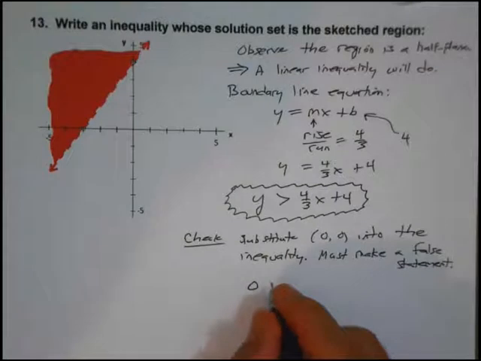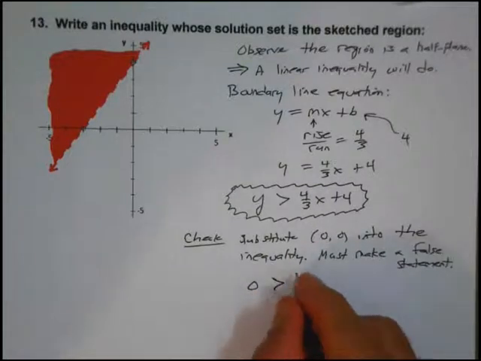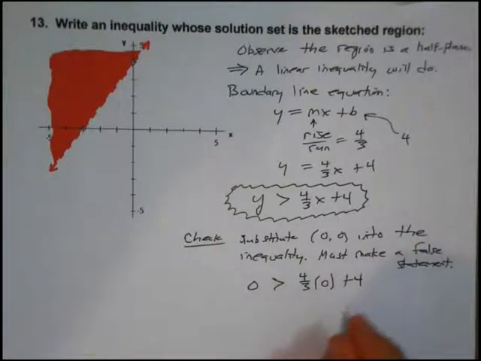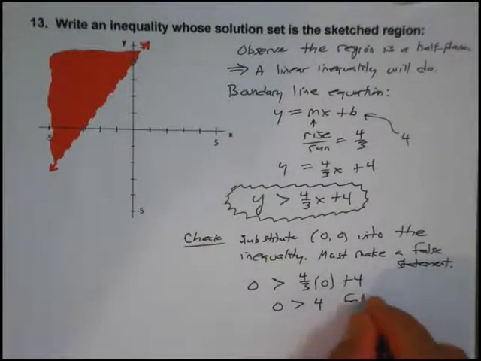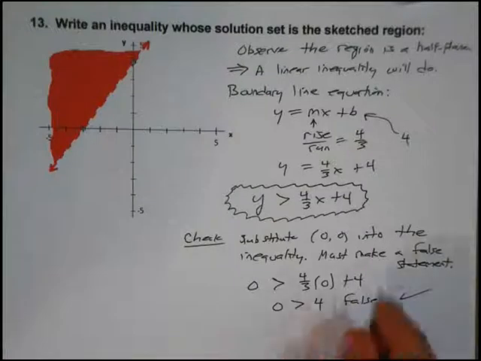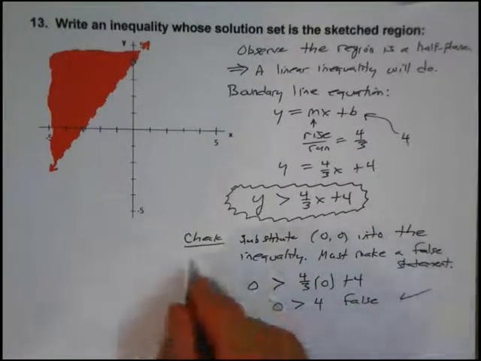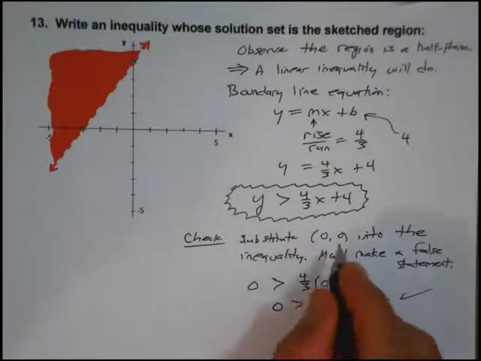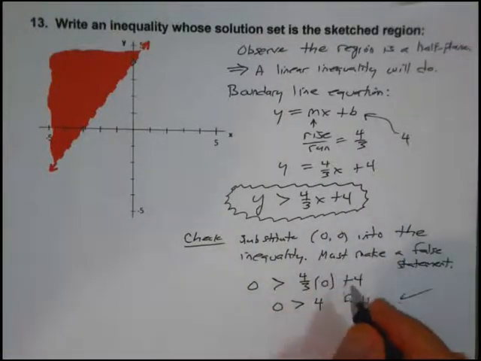0, and how about that being greater than 4/3 times 0 plus 4? This simplifies to 0 greater than 4. Okay, that's false, and that's just what we wanted to see. So it adds a little bit of confidence to our solution here. It's not a foolproof check. An error could get by us here, but at least we probably are 95% of the time going to be correct. Okay.